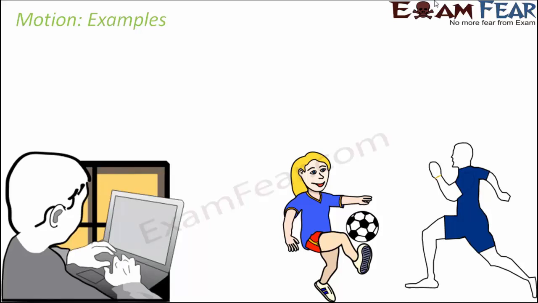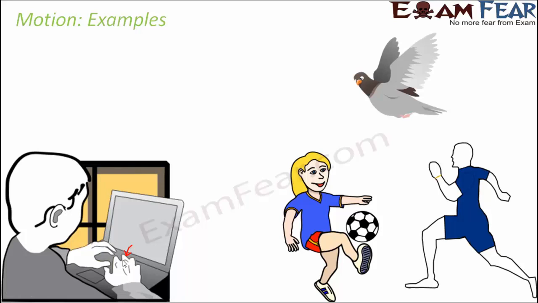Now let us take this example. When you are sitting on a chair and working on your laptop, your body might not be in motion because you are not changing your position from one place to another. But if you concentrate on your fingers, what happens? When you are working on your laptop, your fingers are moving. The position of your fingers is changing with time. So your fingers are in motion.